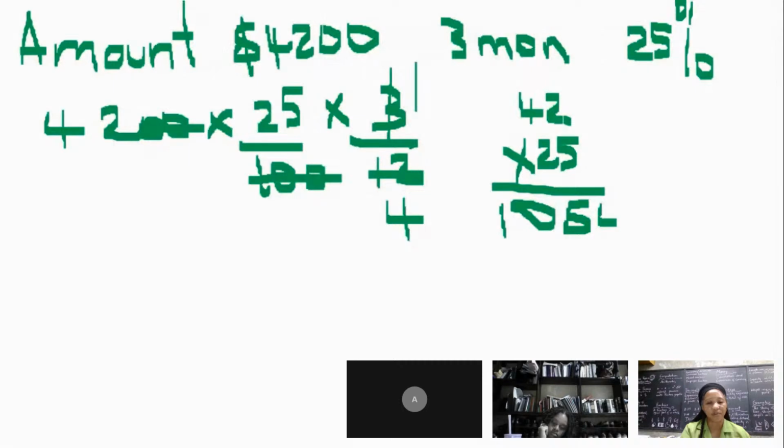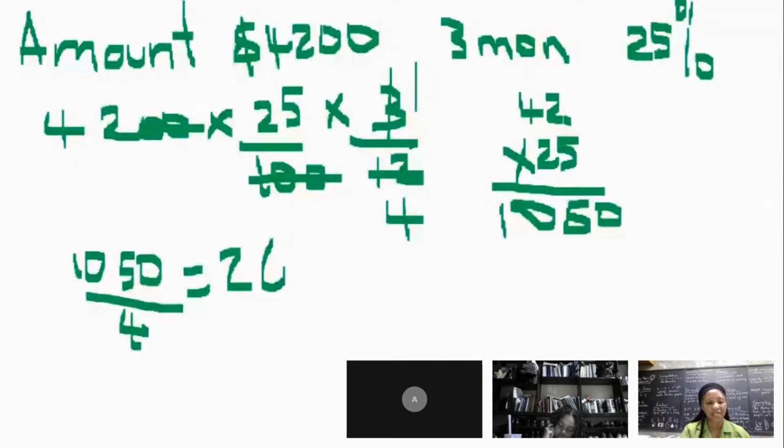And divide that by 4. Miss, that's 262.5, or 262 and 0.5, so 50 cents. Okay, miss. So this is simple interest.